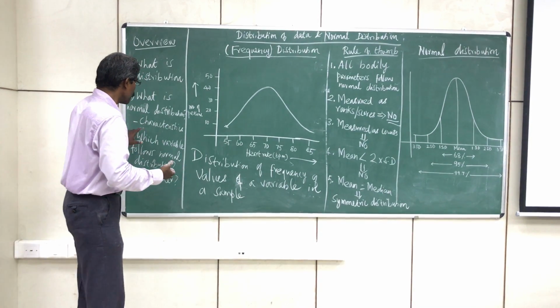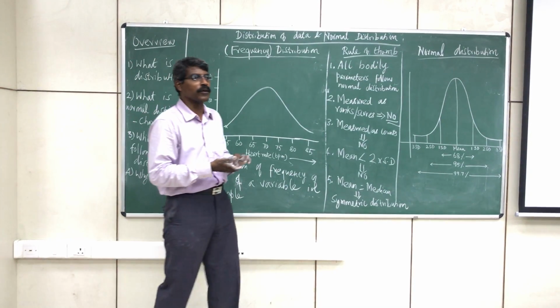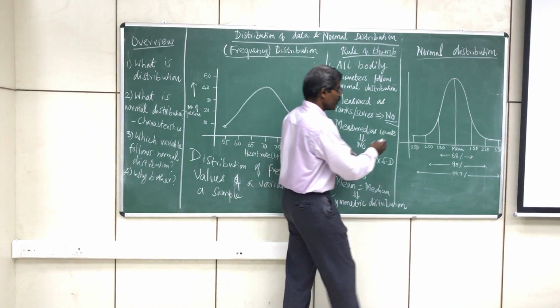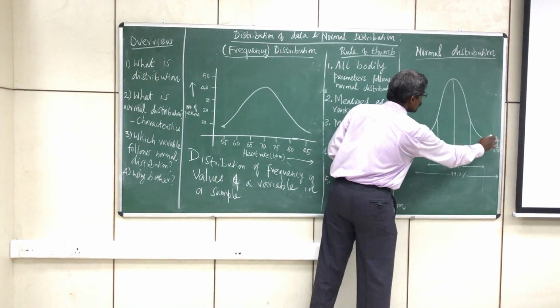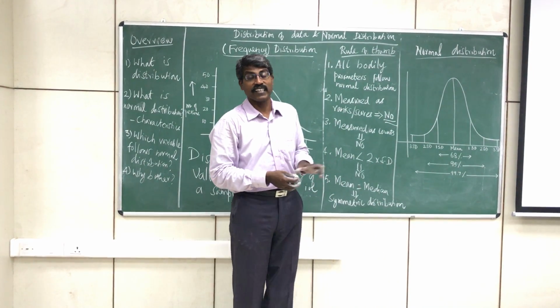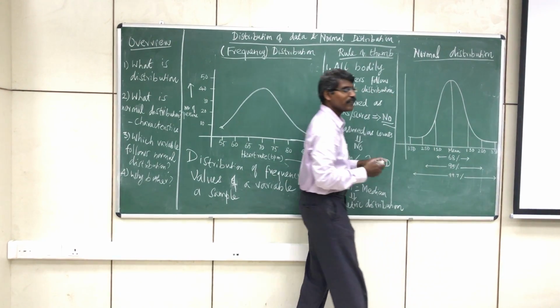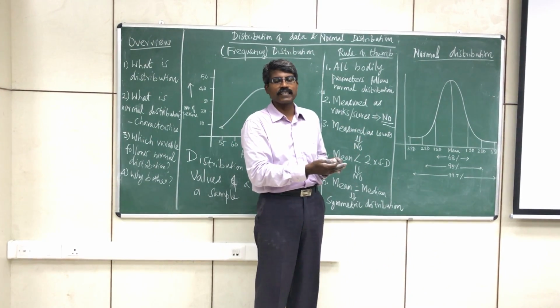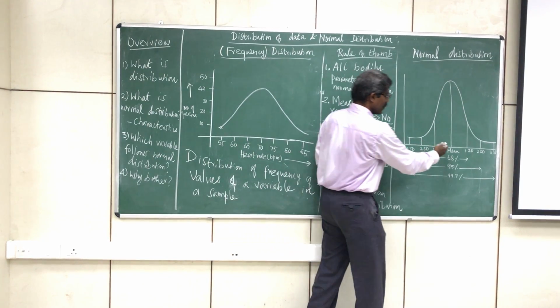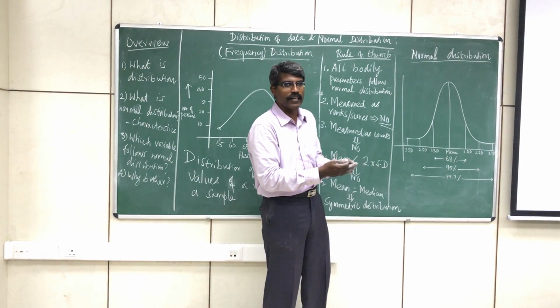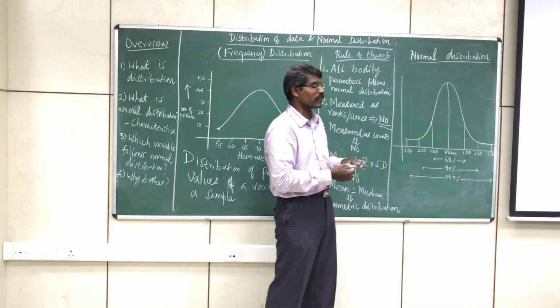Now let's look into the characteristics of this normal distribution. You can see here this normal distribution is a bell-shaped curve. It is symmetric. It has the mean at its center, which divides it into two equal parts. The median is also equal to the mean. So mean equals median, and it divides into two equal parts.